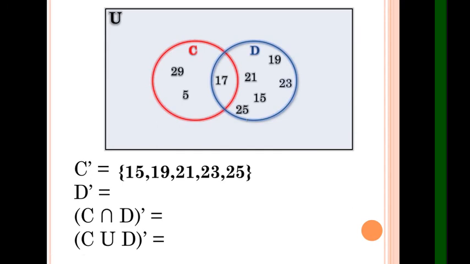How about the D complement? So, ito yung mga elements ni D. Ano yung wala sa kanya? This is 5 and 29, right?